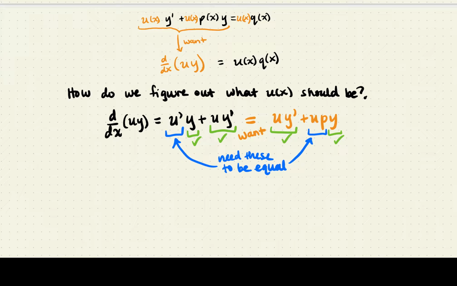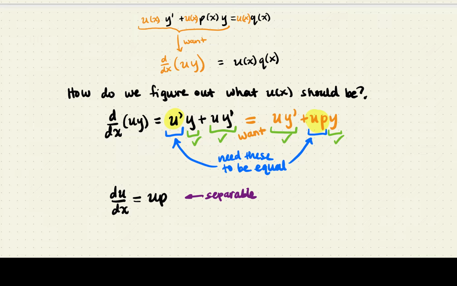What does it mean if those two terms are equal? I'm setting these equal to each other. This is u prime. I need u prime to be equal to u times p. That'll make these two expressions match. So that means that du dx, or u prime, I want that to be equal to u times p. And now I have another little differential equation inside of my problem here. But notice that this is a separable equation. We can solve this, no problem.